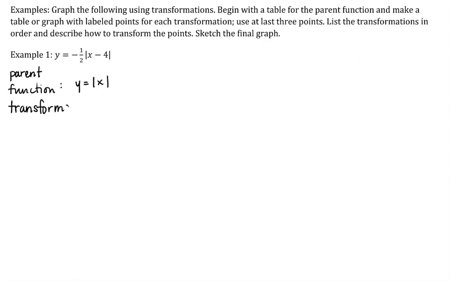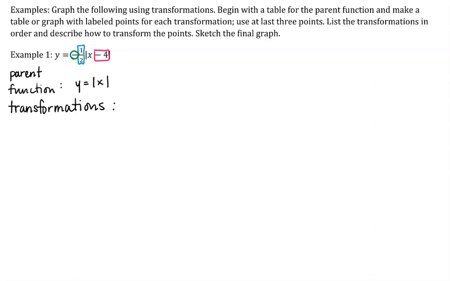Now that we know what the parent function is, let's talk about what the transformations are. There's 3 transformations that are happening in this equation. One of the transformations is this -4 right here that's on the inside of the absolute value. Another transformation is the 1/2 that's being multiplied on the outside of the absolute value, and another transformation is the negative. So notice how I'm counting the negative and the 1/2 as separate transformations.